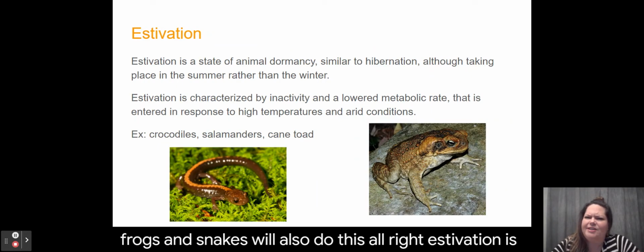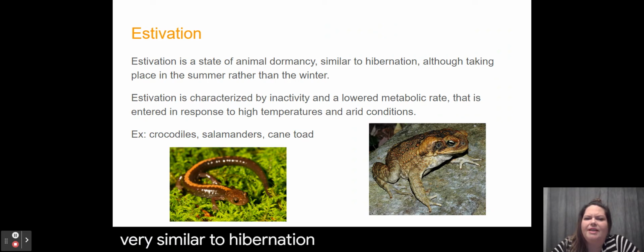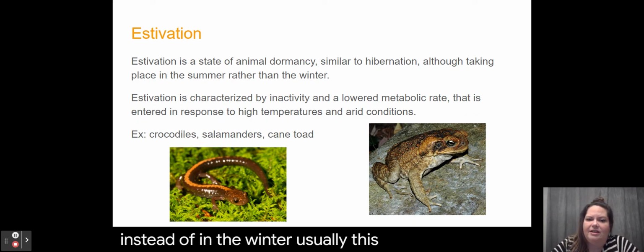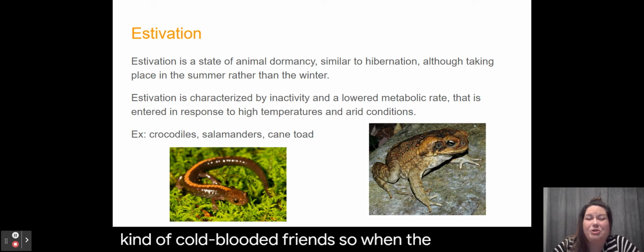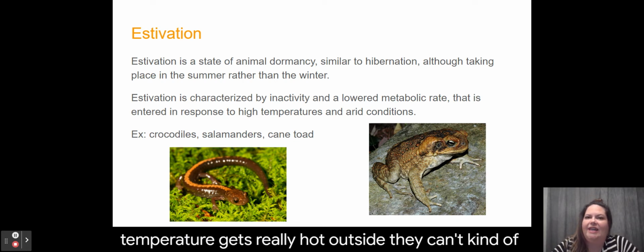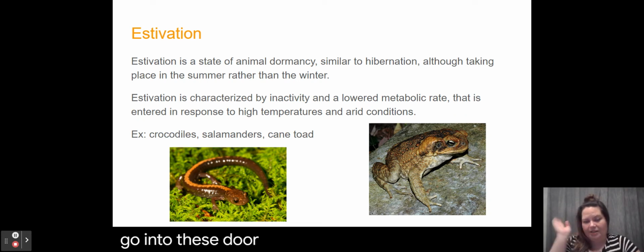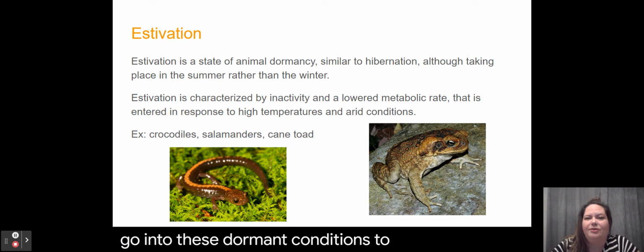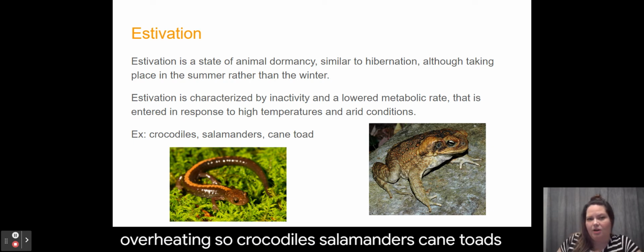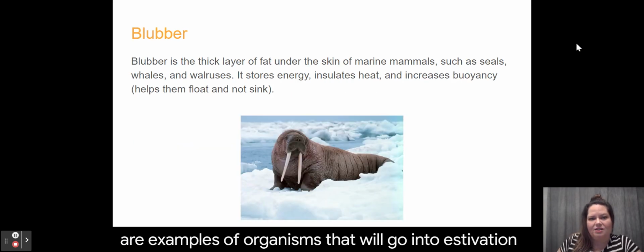All right, estivation is very similar to hibernation. It's a state of animal dormancy where this one takes place in the summer instead of in the winter. Usually, this is done by our cold-blooded friends. When the temperature gets really hot outside, they can't handle it and stabilize their own temperature. So, they go into these dormant conditions to avoid overheating. Crocodiles, salamanders, and cane toads are examples of organisms that will go into estivation.